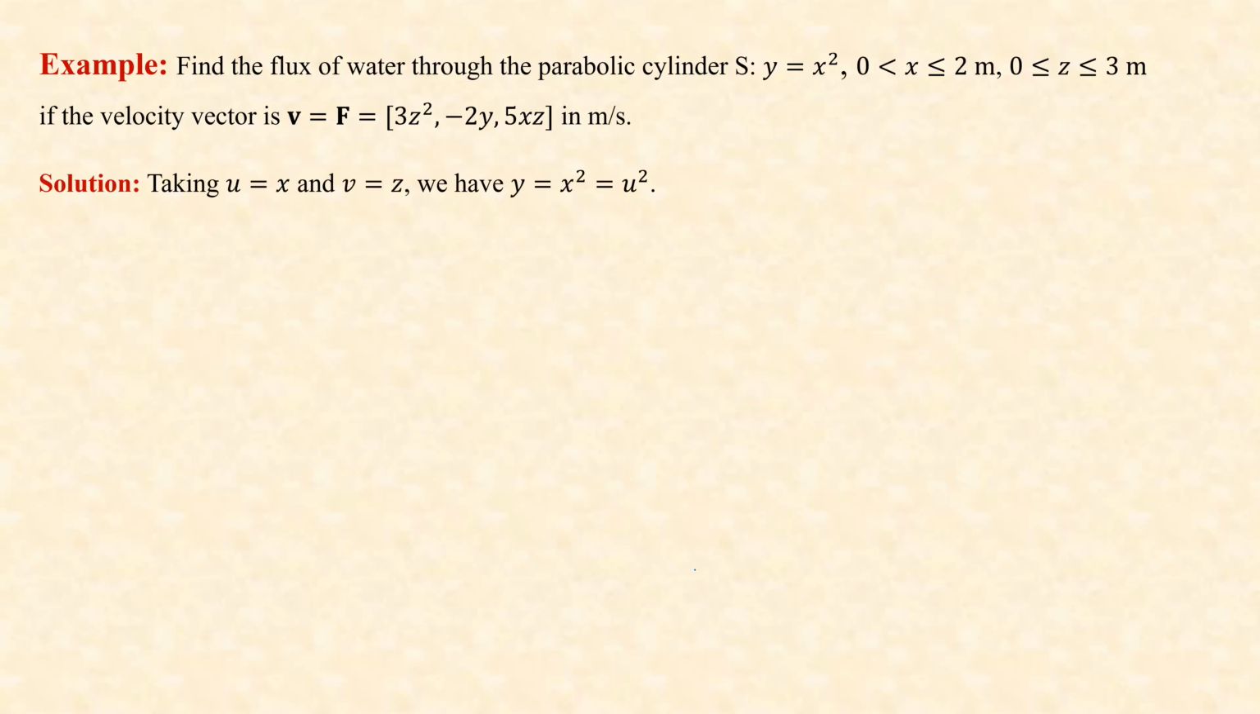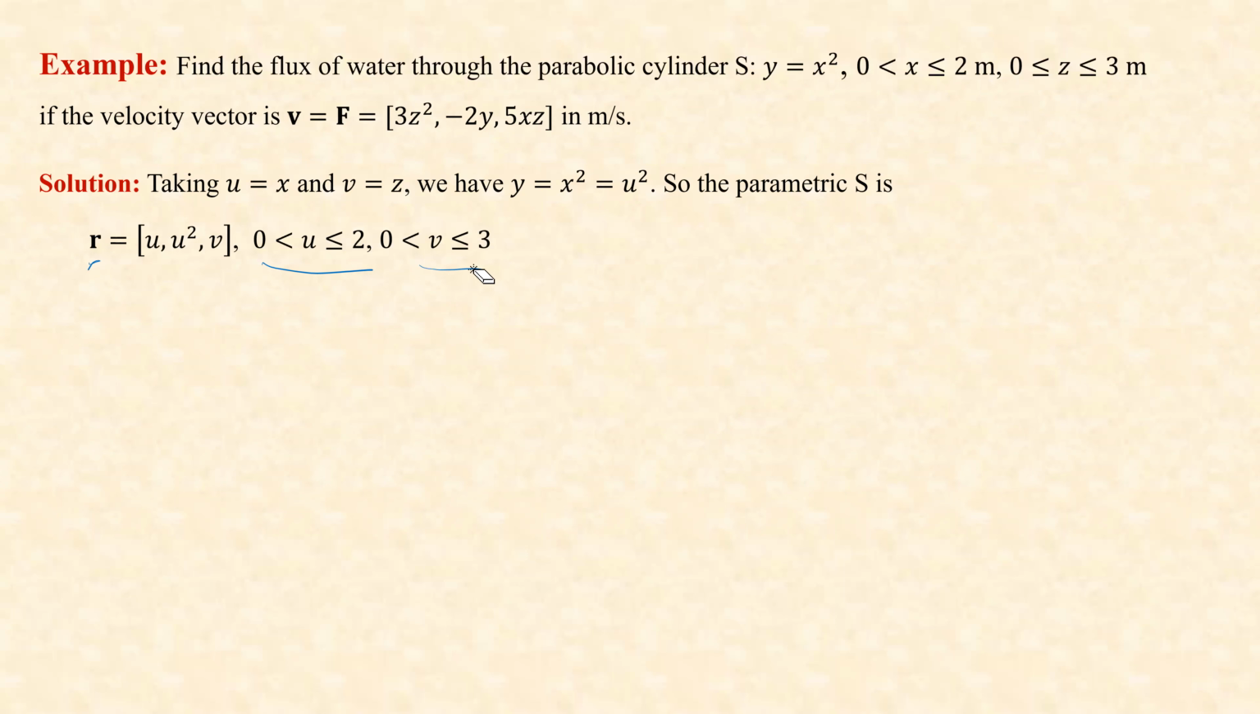So we take u to be x and v to be z. We have y equal to x squared, so y becomes u squared. So R, that is X, Y, Z, becomes U, U squared, and V. All right, this is R. So if you change U and V in this region, this R moves on that plane that I drew for you, all right? So this is the parametrization of that surface, right?